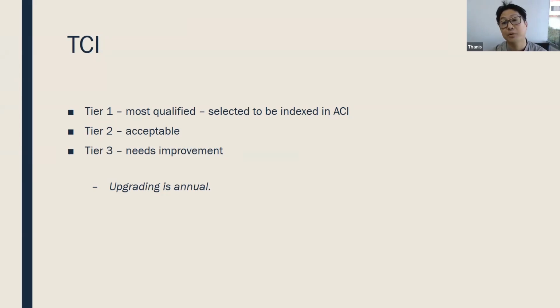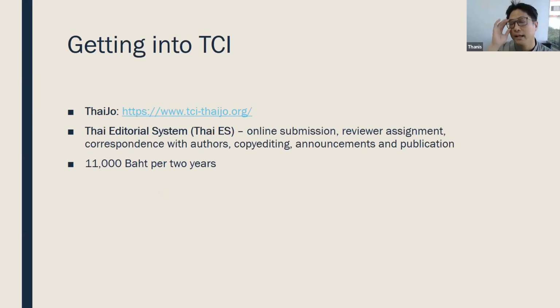And upgrading is annual. So which means that after 1 year, you can always get evaluated again, right? It would happen at the beginning of each year. So this is something that people who are responsible for the journal have to be alert for. Okay, so getting into TCI, sometimes using money is the best thing.